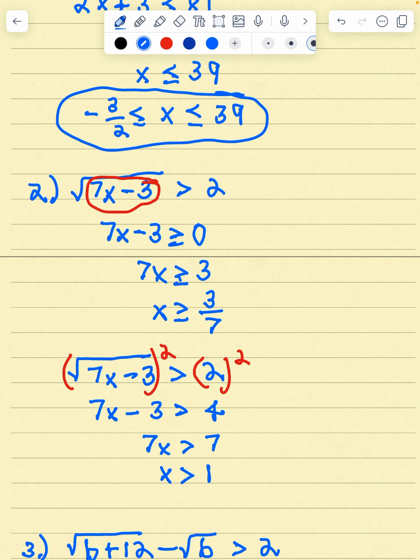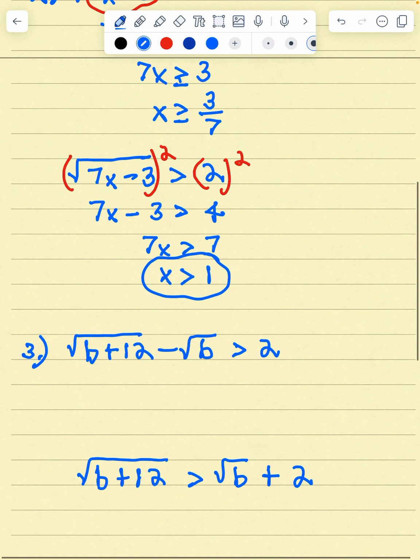Or to be a solution of the inequality, x has to be greater than 1. But to be a valid square root, x has to be greater than or equal to 3/7. The good news is 1 is already greater than 3/7, so that criteria is not going to affect my solution because 1 is already larger than 3/7. So my solution is just x greater than 1.